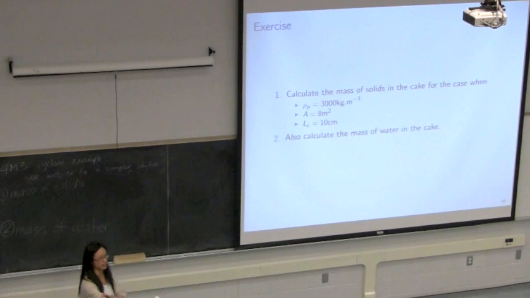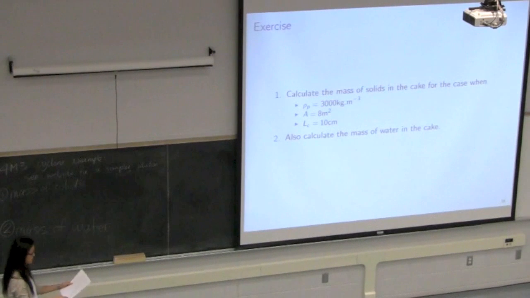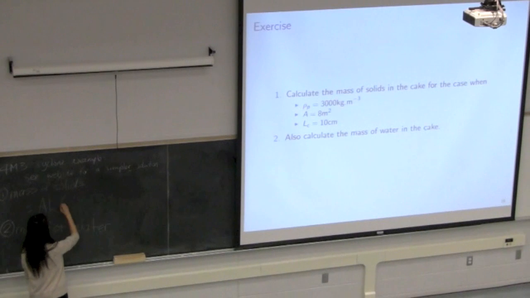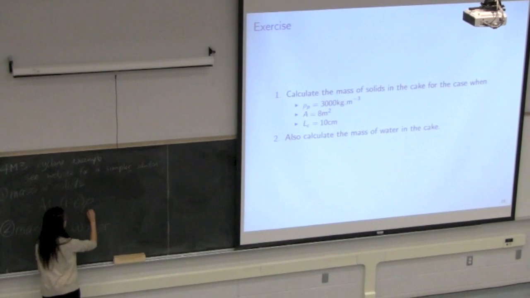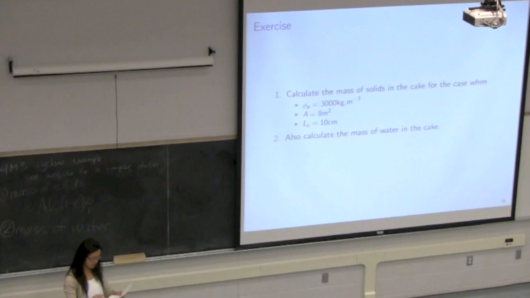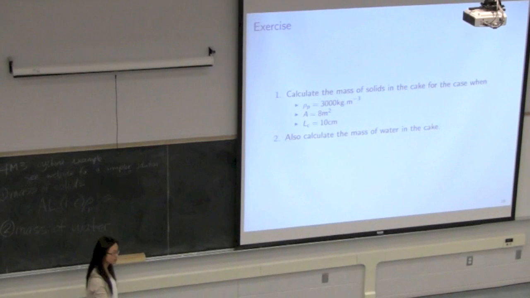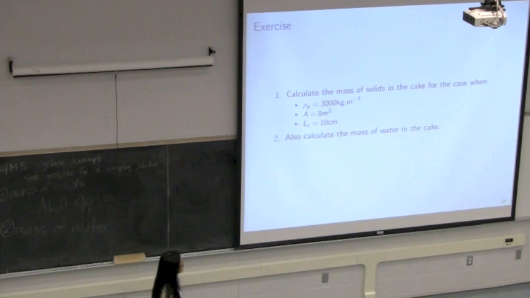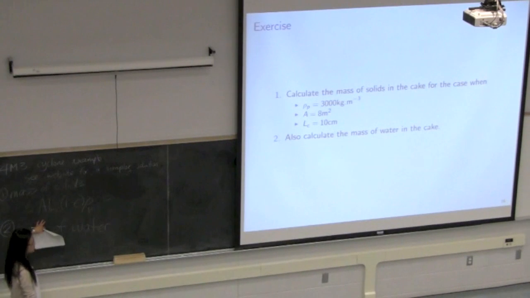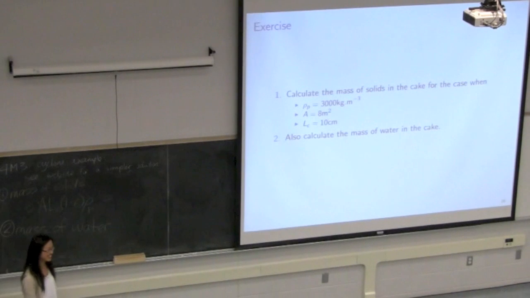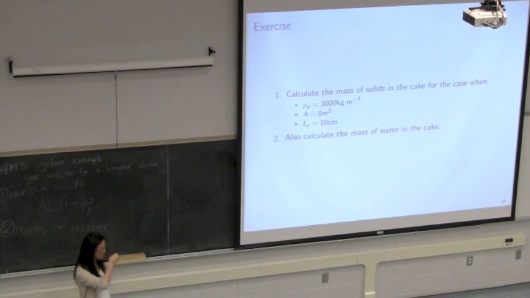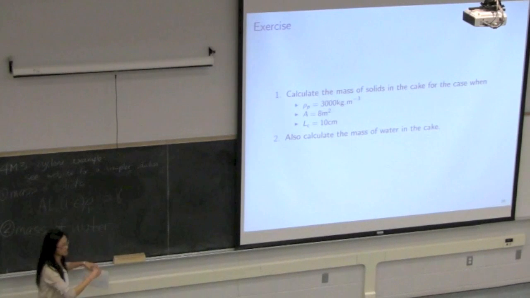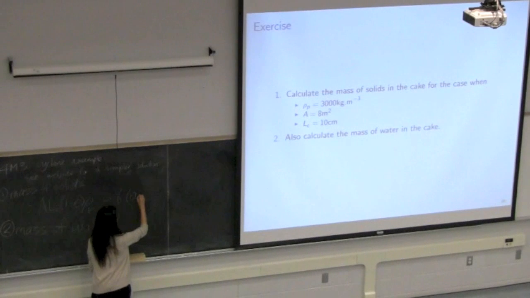So let's start this solution together. What's our equation that we're going to use for this? The mass of the solid equals the area times the length of the cake times 1 minus void fraction times the density of the particles. Awesome. Okay, and did somebody get an answer for that? 144,000. Okay, so we have A as 8 meter squared, right? And then we've got our LC is 10 centimeters, which is 0.01, right? 0.01.